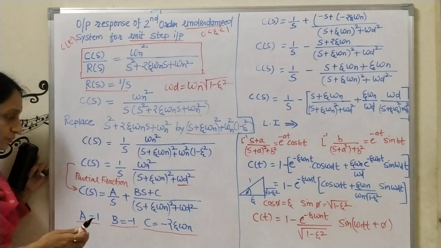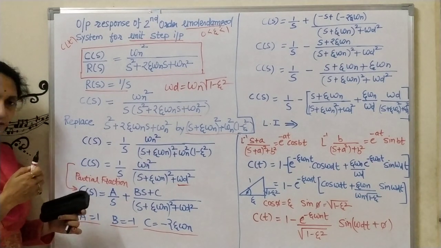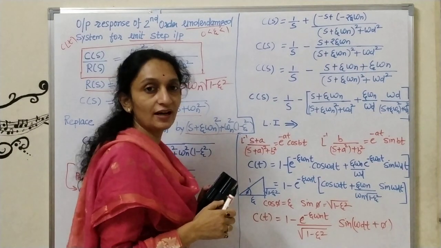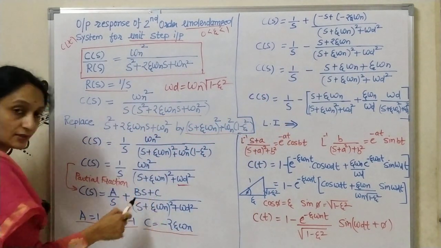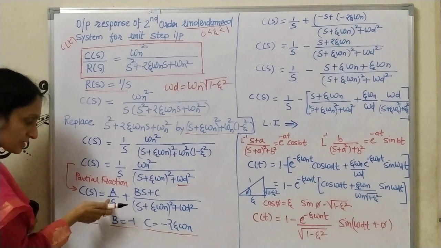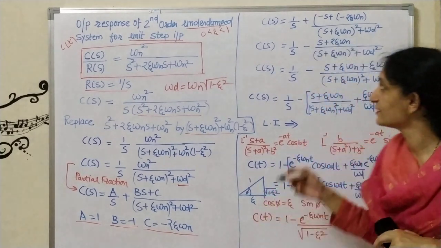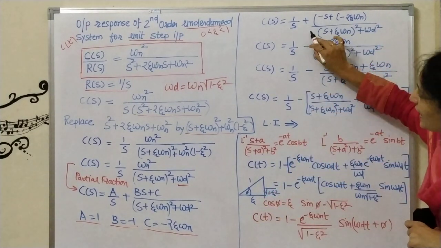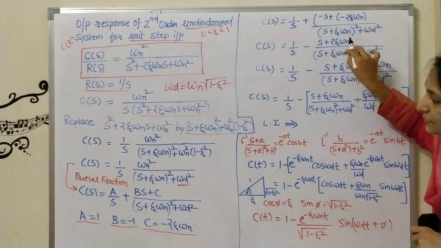So what we need to do, we are doing all these things to get Laplace inverse. Okay. So look at this now. Here I got C of S and I have substituted the values of A, B, C in this equation and I got this equation as this one. Okay. So here you can check, A, B, C I have substituted.